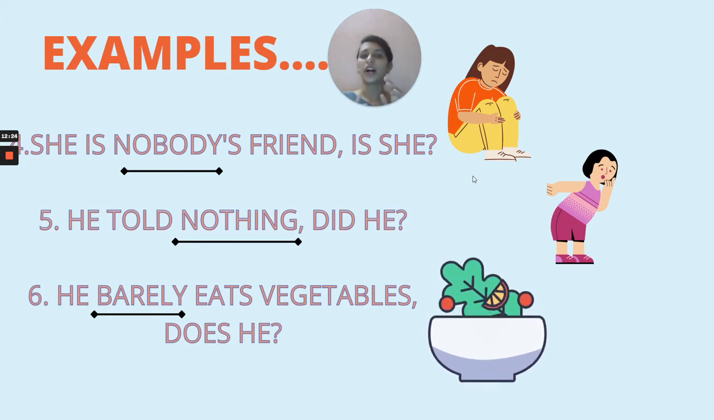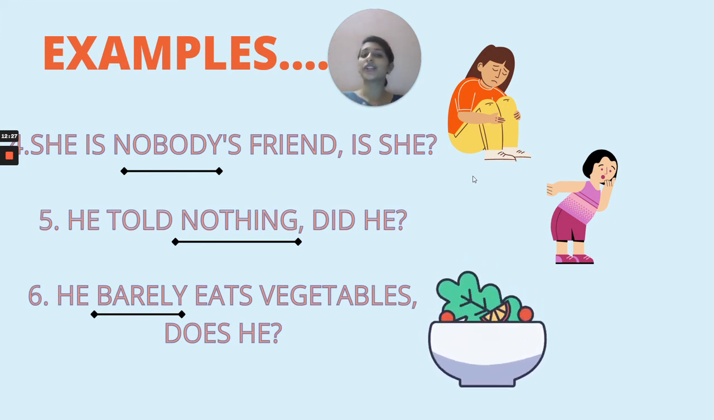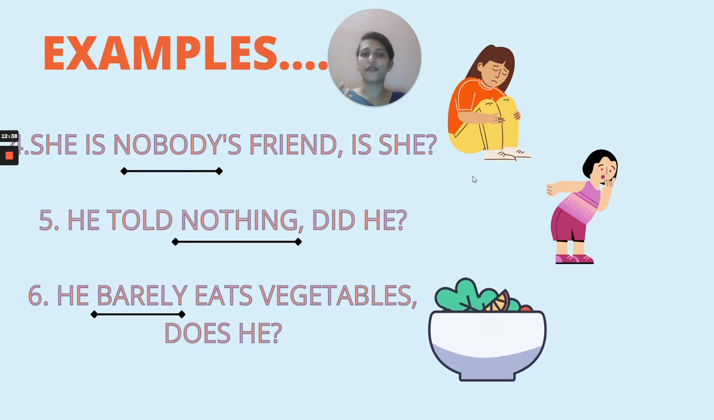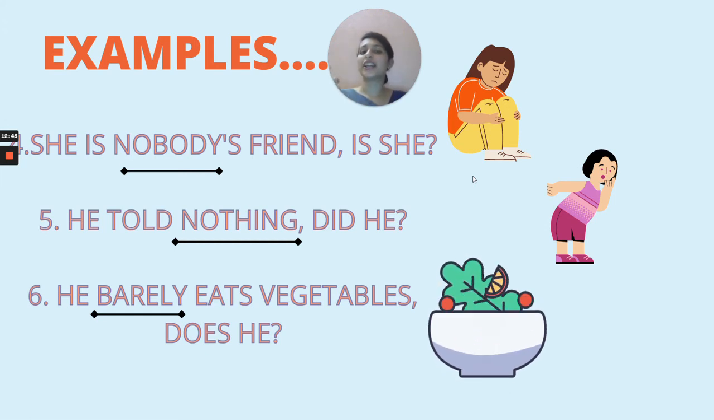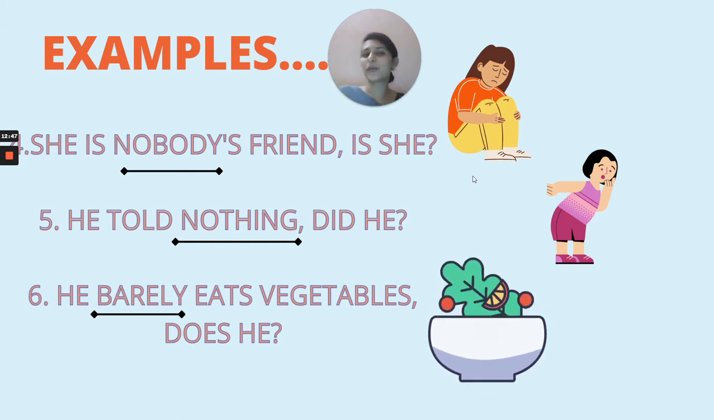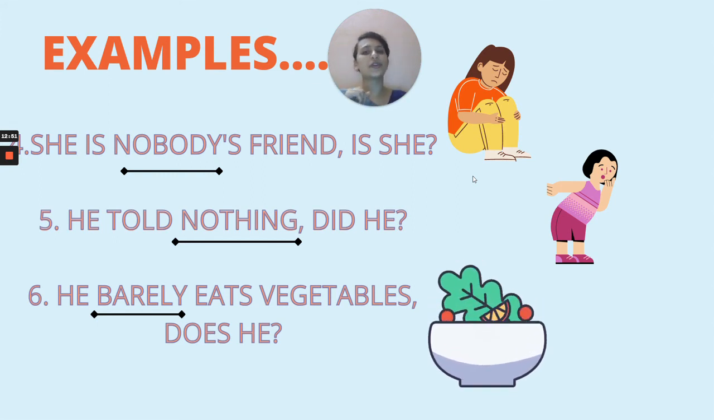We learnt what question tags are. Let's have a small recap. Question tags are short questions at the end of a statement, like he likes dogs, doesn't he? When the statement is positive, your question tag will be negative, and when your statement is negative, your question tag will be positive. So that's the second rule we learnt.